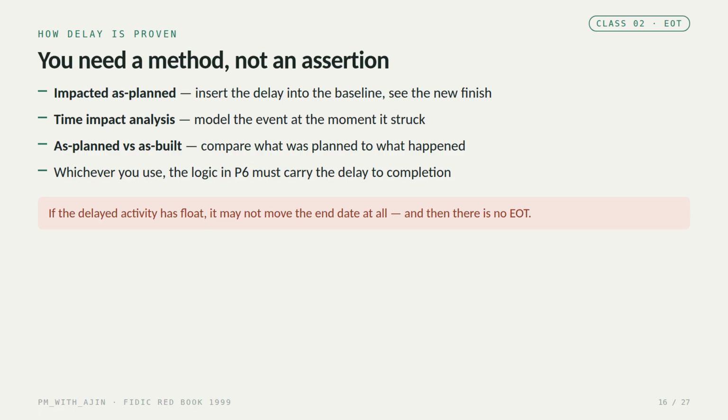So how do you actually prove the delay? You need a recognized method, not just an assertion. Impacted as planned, where you insert the delay into the baseline and rate the new finish. Time impact analysis, where you model the event at the moment it struck, or as planned versus as built, comparing what you planned against what actually happened. Whichever you choose, the logic in P6 has to genuinely carry that delay through to completion. And here's the catch: if the delayed activity has float, it might not move the end date at all. And if the end date doesn't move, there is no extension.